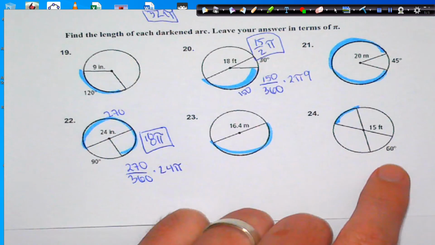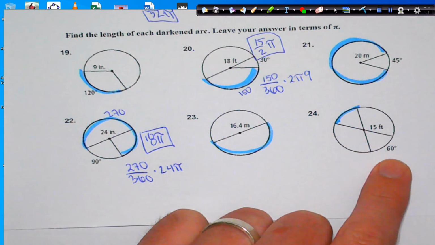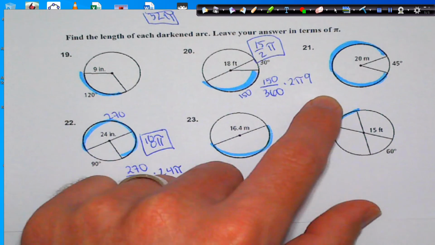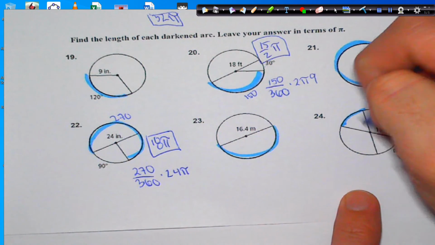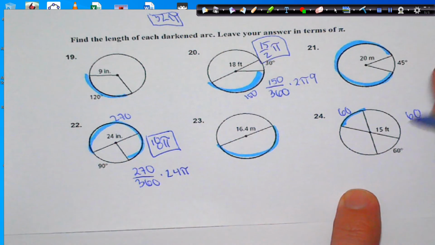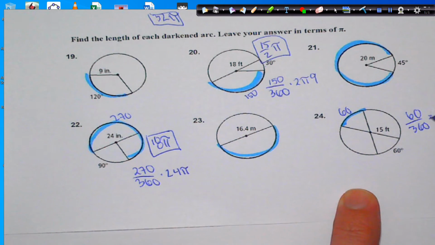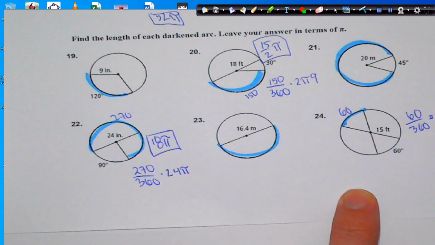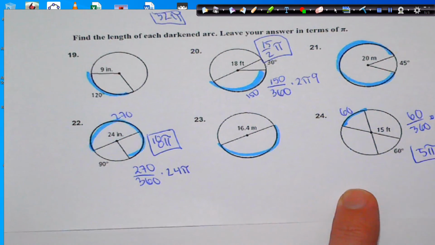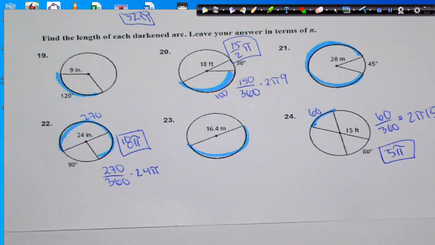And last but not least, this is 60, which means this one is also 60 over here because these are vertical angles. So we get 60. So 60 out of 360 times 2 pi r, which is 15. So I'm going to get 60 divided by 360, which equals 1/6, then multiply by 2, then multiply by 15, and we get 5 pi. There we go. Bada bing, bada boom.